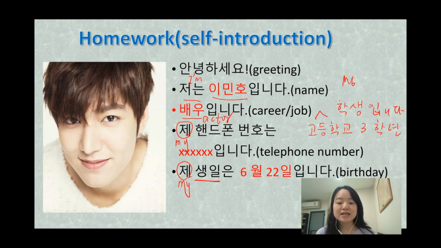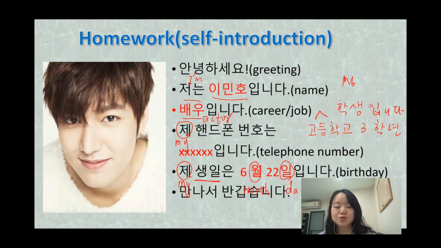생일. Then how to express your birthday? This one is the month. Which month? The first one, 1월. Second, 2월. Okay, for 이민호, 6, so it should be 6월. Then the date. Which date? 22nd. So it's 22일입니다. So 6월 22일입니다. For you guys, month first, then date.